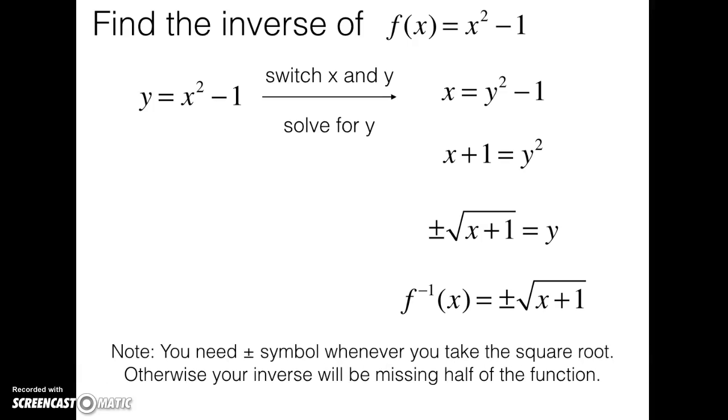You need the plus or minus symbol whenever you take the square root, otherwise your inverse will be missing half the function. Because when you take the square root, it only accounts for the positive values, and we need to account for the negative half as well. So don't forget that plus or minus.